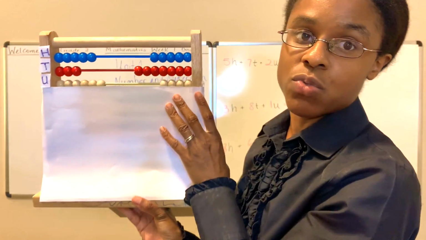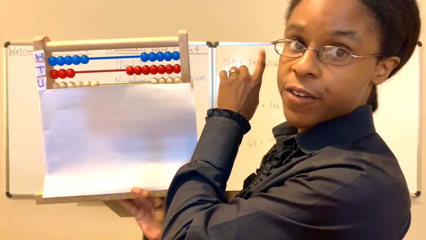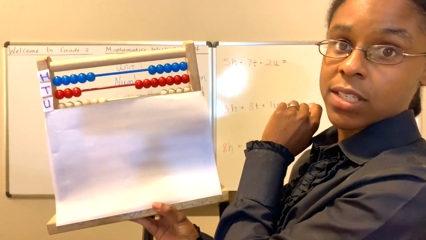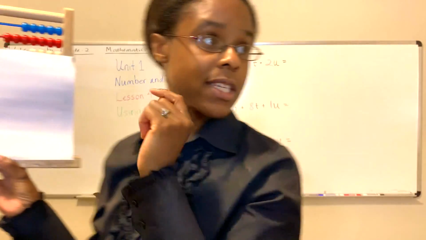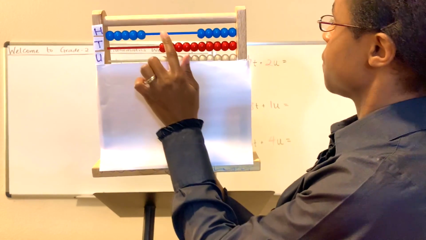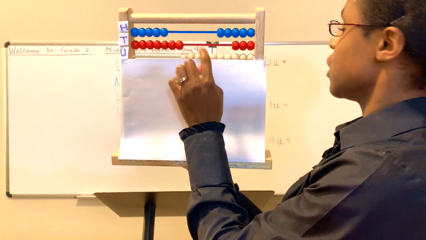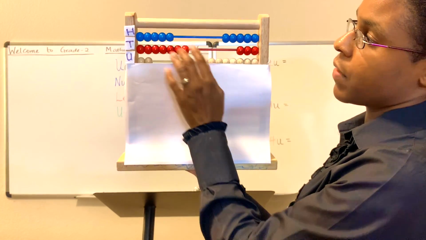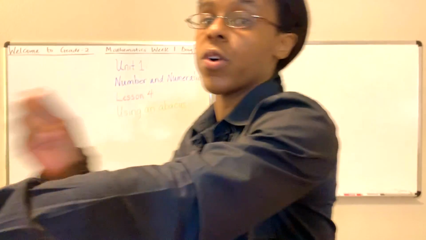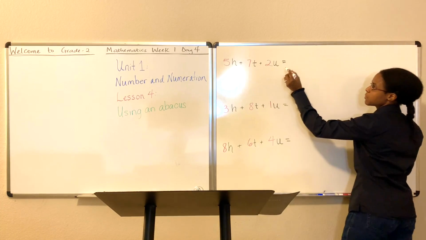Just in case you need to see it demonstrated in written form, let me show you on the board. The very first one you see on the board is five. H represents hundreds, the seven is tens, and the two is units, so that would be five hundreds, seven tens, and two units. Let me show you what that would look like if we were to write it out. Okay, so here you have 500, seven tens plus two units.